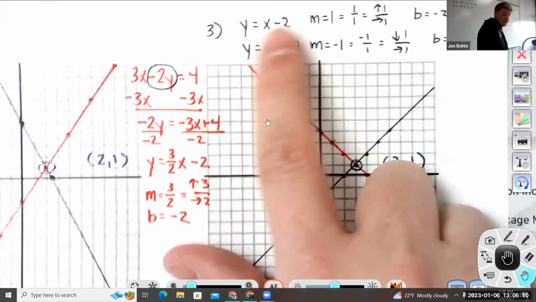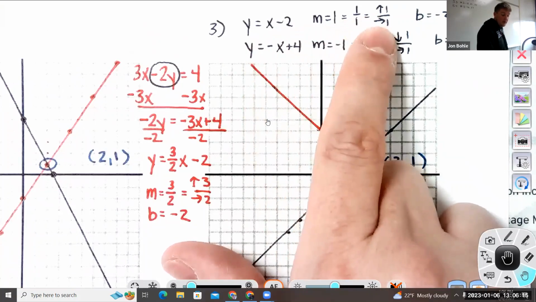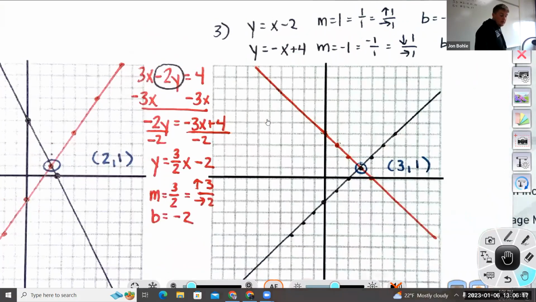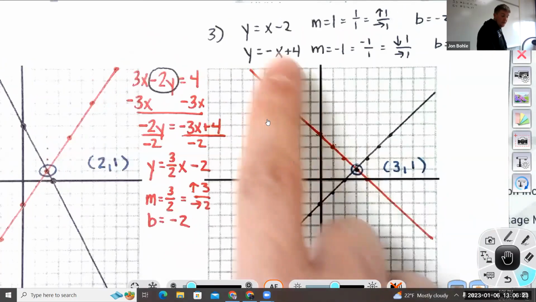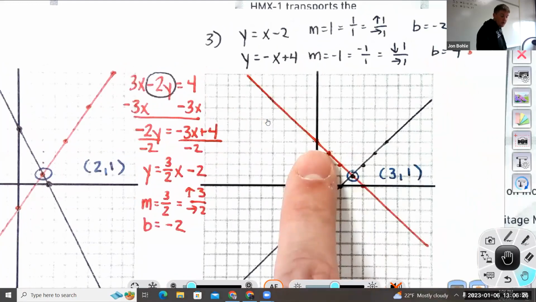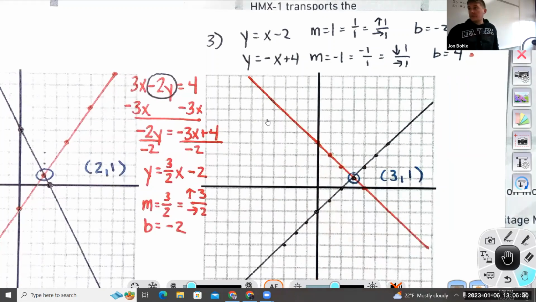Again, when x is just, that's a 1x. So that's a 1 over 1. That's up 1, right 1. Okay, so we're going to start at -2, and we're going to go up 1, right 1. Bottom one, we're going to start at 4, and we're going to go down 1, right 1. So we get to this intersection point of 3, 1.